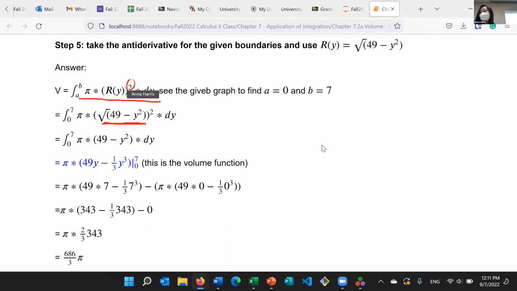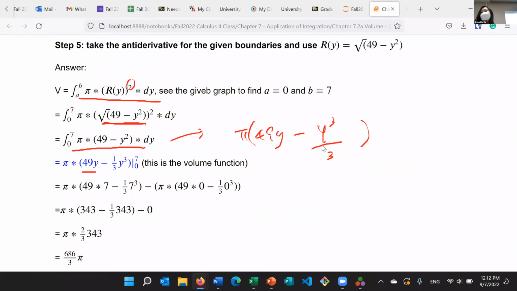Now what do you do? You simplify that. Then what do you have? Okay, now you simplify, then what do you have? You simply have this, right? Now take the entire antiderivative of that. So 49 becomes 49y. y squared becomes what? y to the third divided by what? 3. So I can rewrite this problem like this: pi times 49y minus y to the third divided by 3. That's what you have.